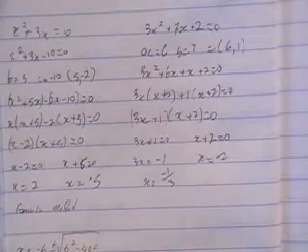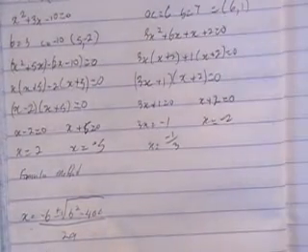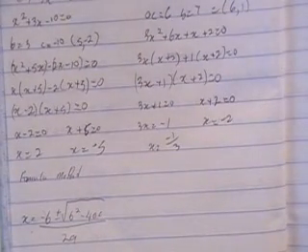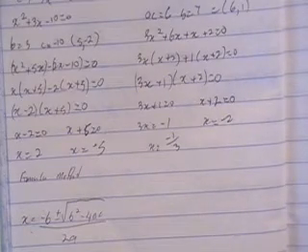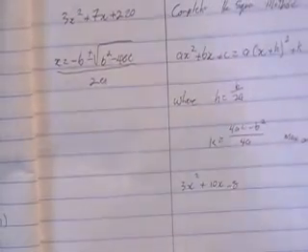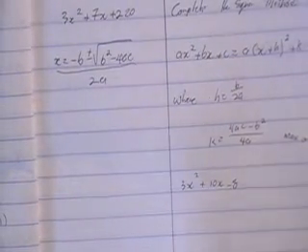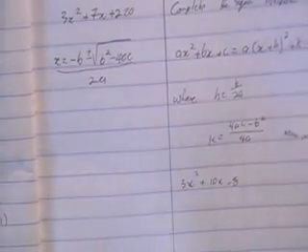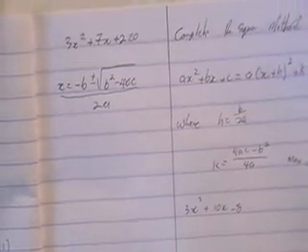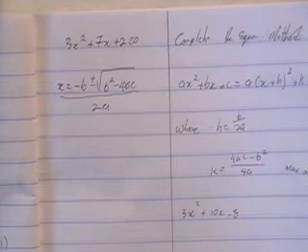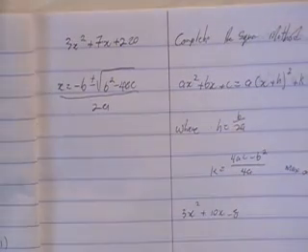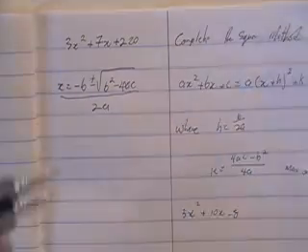Let's see the formula. The formula is x is equal to minus b plus or minus the root of b squared minus 4ac, divided by 2a. And we want to solve this quadratic here using that formula. This quadratic here, which is 3x squared plus 7x plus 2 is equal to 0.